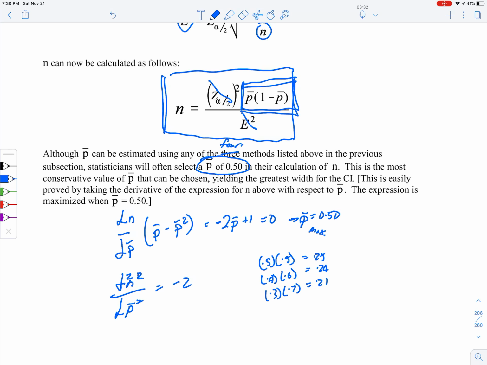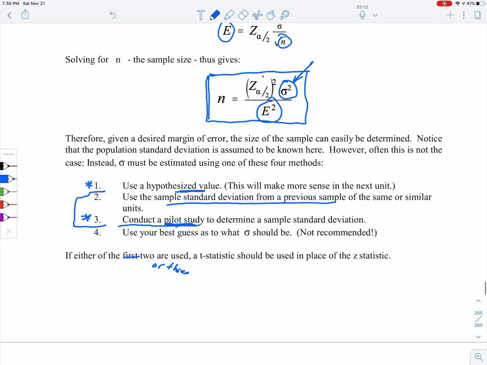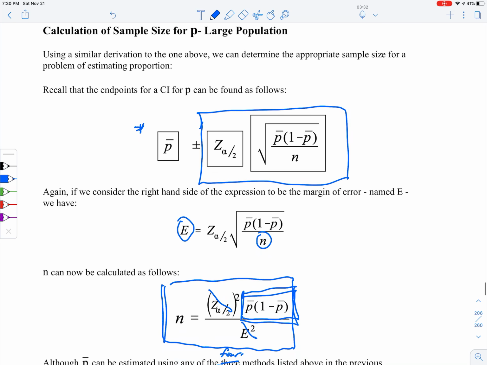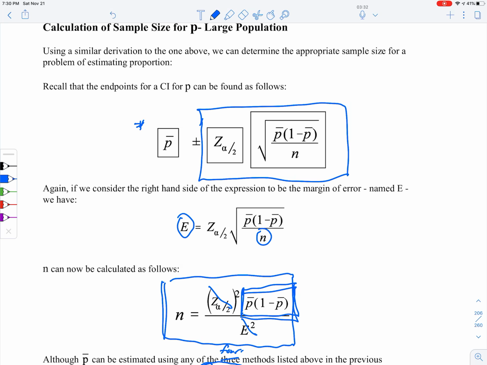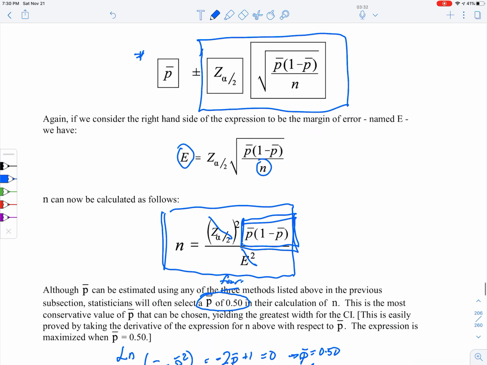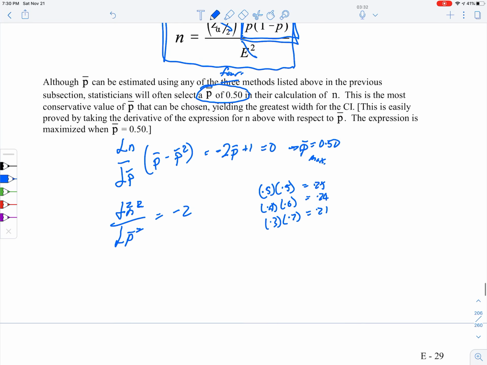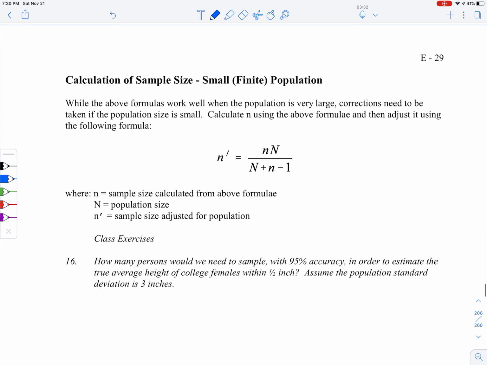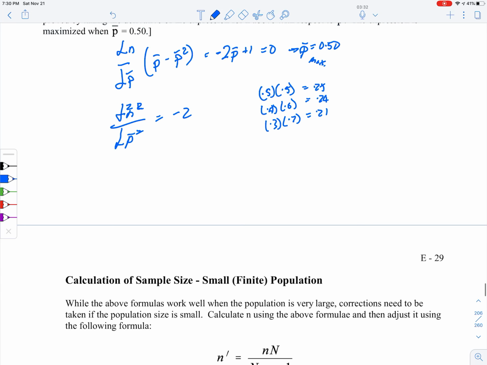So what that means is that if you're determining the sample size and you're not given any of these other things up here, if you're not told a p bar from a pilot study or from a past sample or a hypothesized value, then just simply use 0.5. And don't confuse that with 0.05, which is your alpha. It's a different animal. This is talking about a p bar value. Okay, so 0.5 then is what you can use if you're not given any of the others.